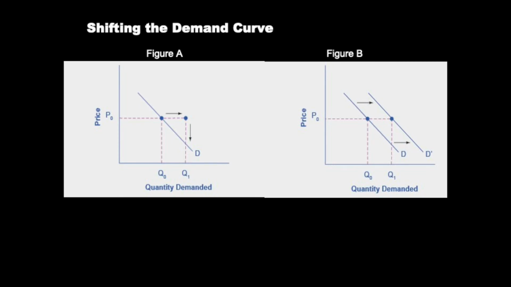Shifting the demand curve. If income increases, consumers will purchase larger quantities, pushing the demand curve to the right, as we see in Figure A, thus causing the demand curve to shift right in Figure B.